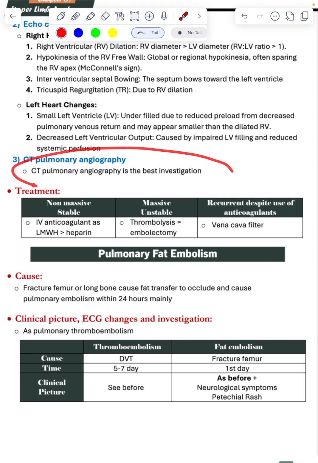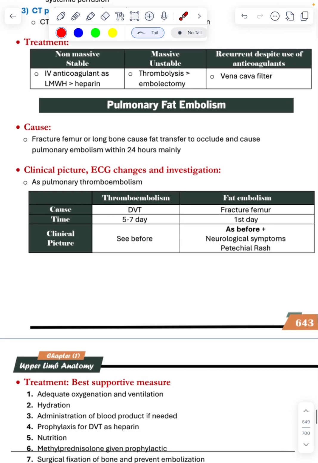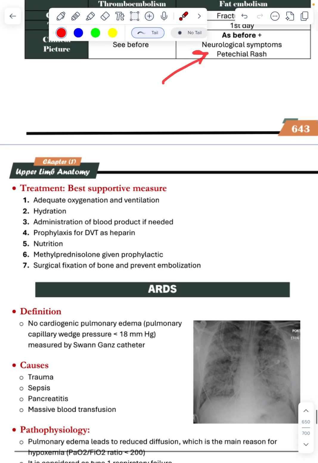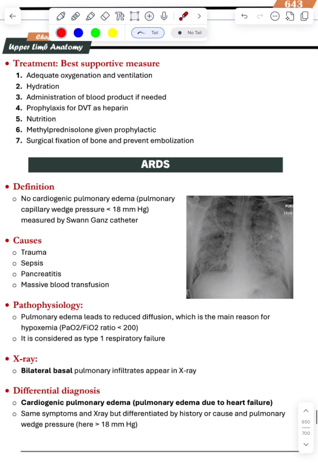CT pulmonary angiography is the best investigation of choice. Treatment for non-massive stable is IV anticoagulants, low molecular weight heparin. Massive unstable thromboembolism: vena cava filter. Fat embolism: fractures of long bones, ECG changes. Day 1 versus day 5 to 7: neurological symptoms, rash, petechiae. Treatment: adequate oxygen and ventilation, basic support, prophylaxis, and nutrition.